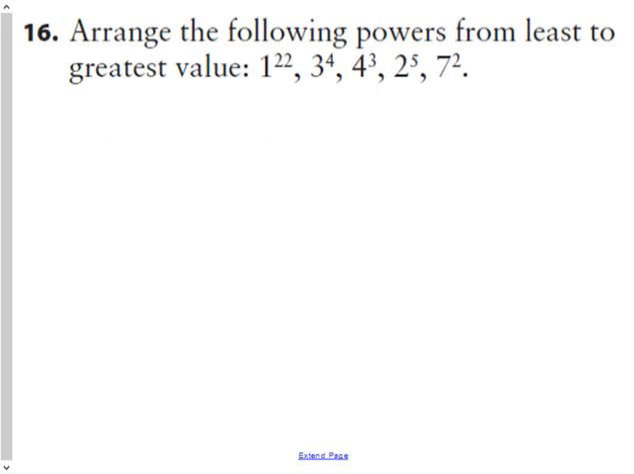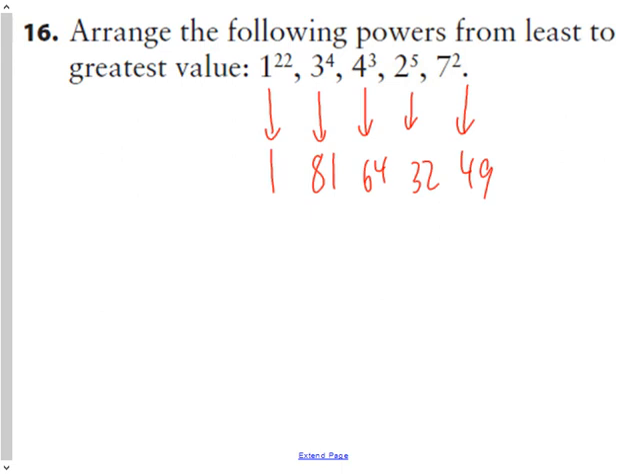And question 16, which we'll stop at, this will be as far as we go today. 1 to the power of 22 in standard form is 1. 3 to the exponent of 4 in standard form is 81. 4 cubed is 64. 2 to the 5 is 32. And 7 squared is 49. Put it in least to greatest. This is the smallest. This is the next smallest. This is the next smallest. This is the next smallest. And this one here would be your largest.